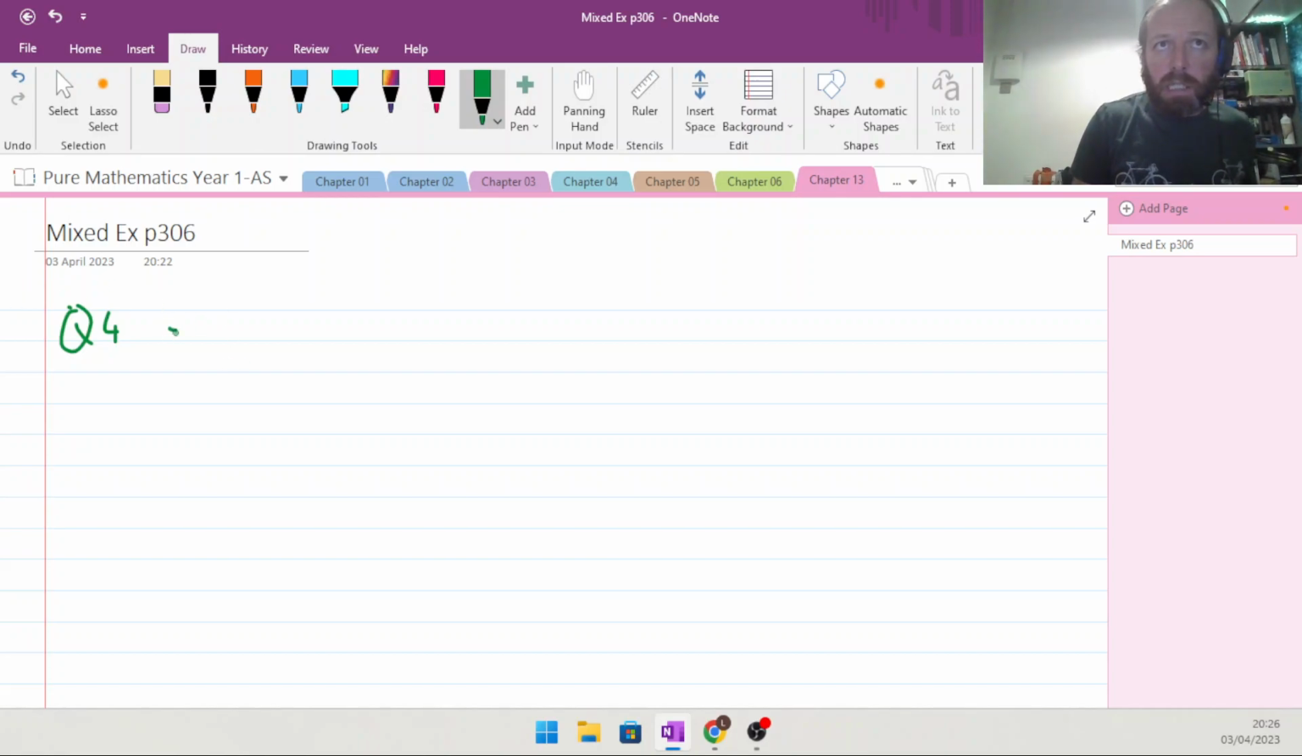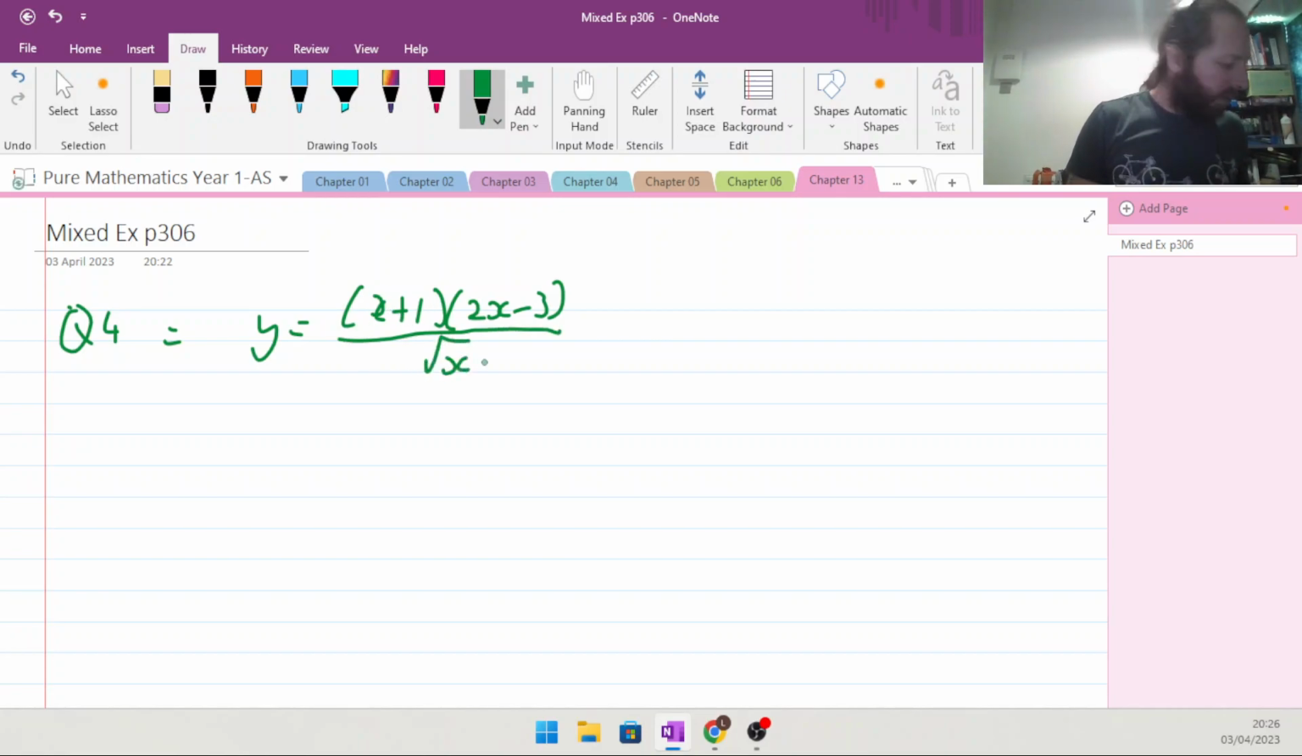Okay, and it says, given that y is equal to x plus 1 and 2x minus 3, all divided by the square root of x, find the integral of y. Okay, so something like that, if this was second year, I would probably jump straight into something like the quotient rule, look at a division on it. But since we don't have the quotient rule available to us, I guess what we're going to do is we're going to have a little bit of multiplication to do first.